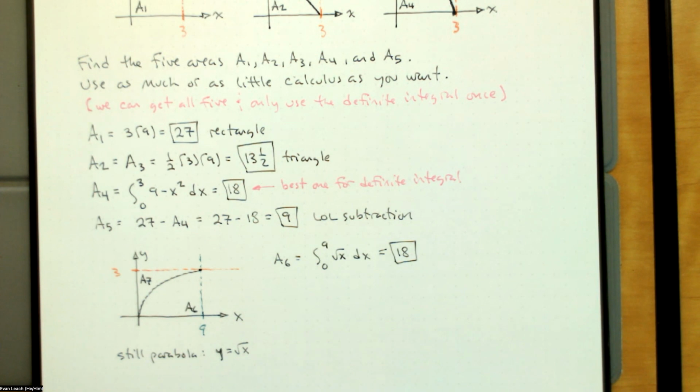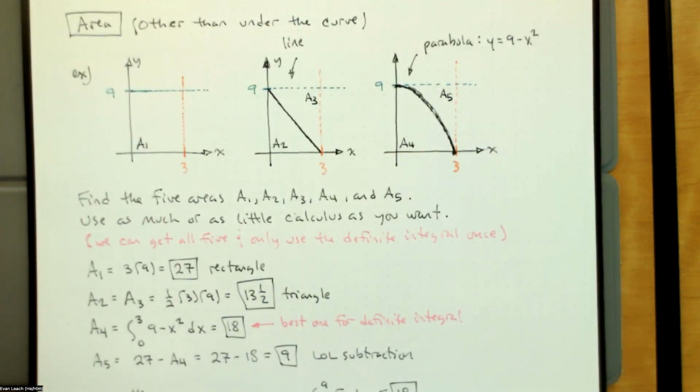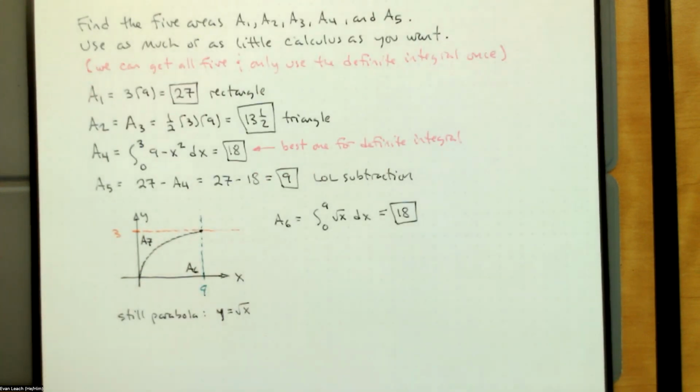So we found this with the definite integral. We knew that this was going to be the same as A4 because we have just taken A4 and turned it sideways, just rotated it 90 degrees and moved where our axes were. But I'm still just cutting this box, this 27 unit box, splitting it with a parabola.